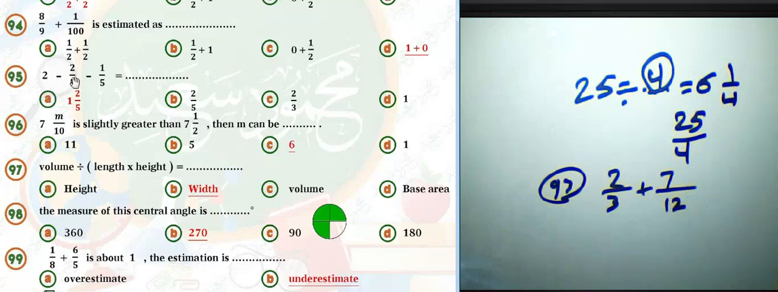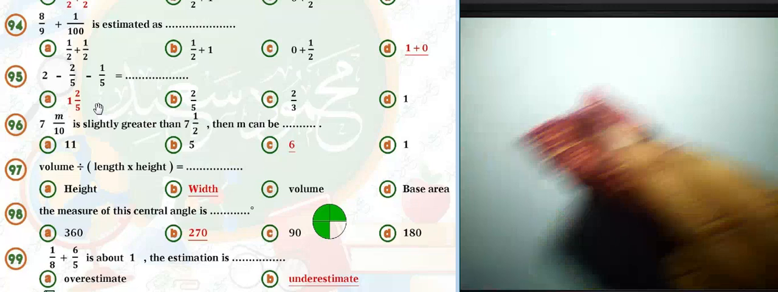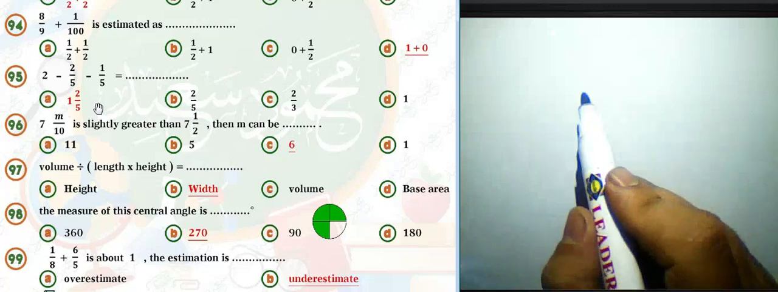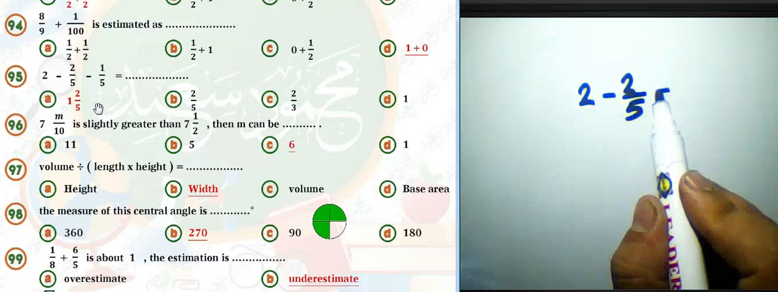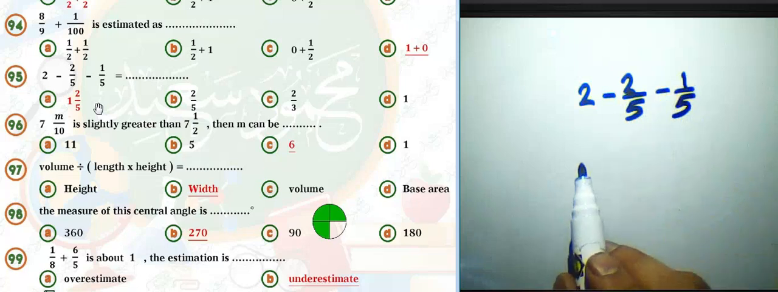Question 95. To subtract 2 over 5, subtract 1 over 5. We know 2 over 5 plus 1 over 5 equals 3 over 5. 2 minus 3 over 5 equals what? 1 and 2 over 5. Okay, I will solve it here to understand: 2 subtract 2 over 5, subtract 1 over 5.